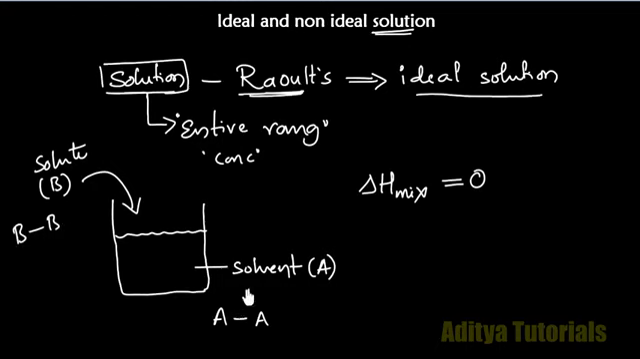Now what happens when B comes in contact with A? In this case, when A comes in contact with B, the force of attraction is very strong. Then the volume of the solution becomes less because the two particles stay closer to each other.